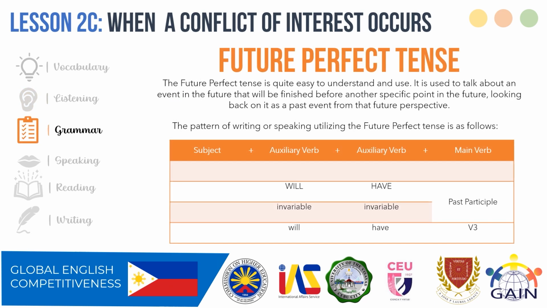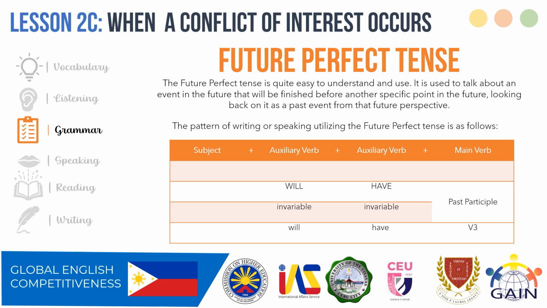Now let's proceed to the grammar point of this lesson. Today we're going to talk about the future perfect tense. The future perfect tense is quite easy to understand and use. It is used to talk about an event in the future that will be finished before another specific point in the future, looking back on it as a past event from the future perspective.